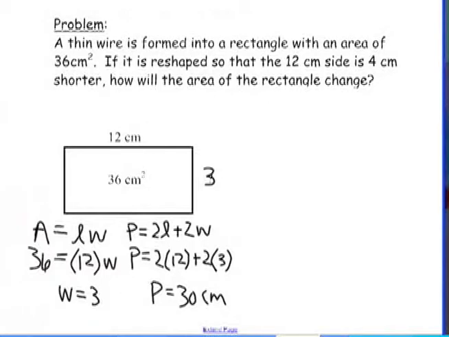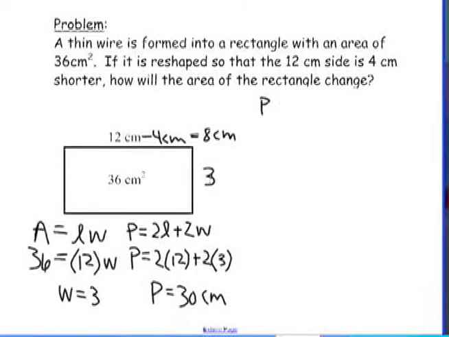They tell us that the 12 centimeter side is now 4 centimeters shorter. So we are subtracting 4 centimeters from this side. So our new side is going to be 8 centimeters. We must maintain the same perimeter, so we need to solve for the other side.